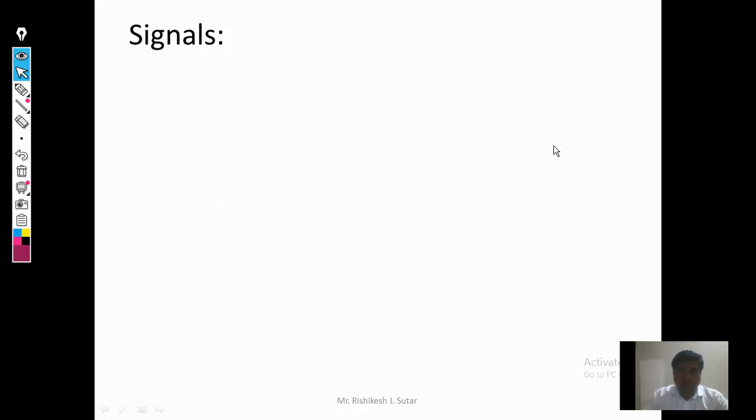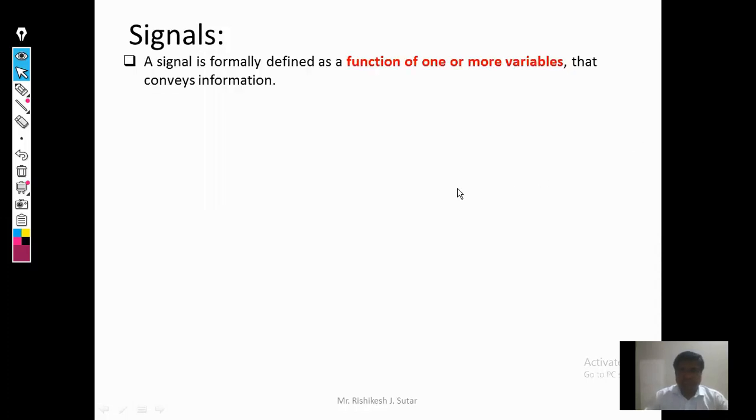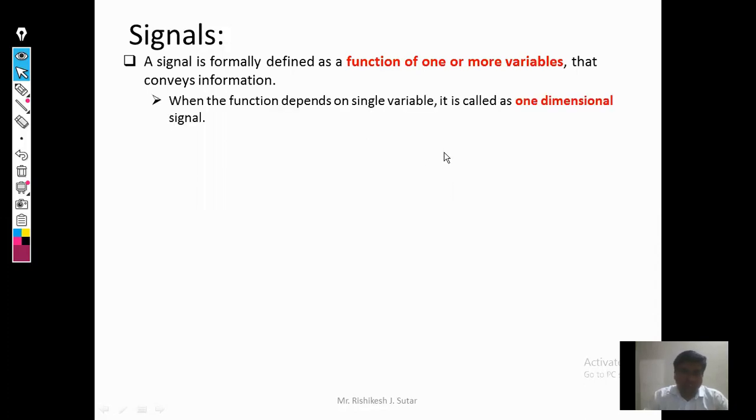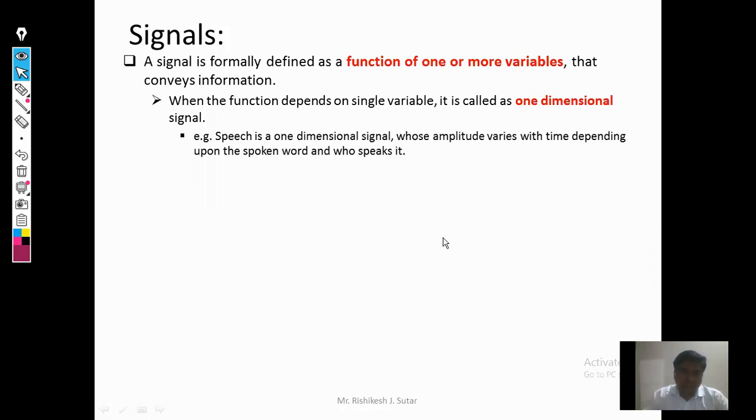So a signal is nothing but a function of one or more variables that conveys information. When that function has only a single variable, it is called a one-dimensional signal. And the example for a one-dimensional signal is a speech signal.